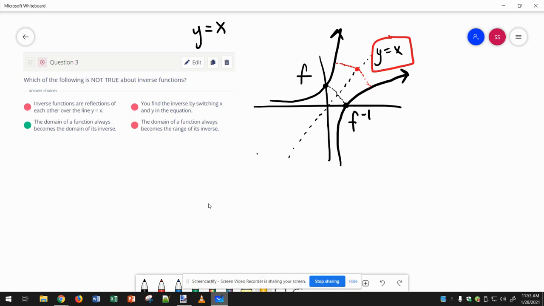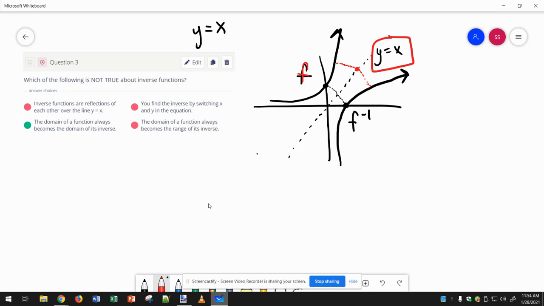Which of the following is not true about inverse functions? Well, let's figure out what is true, and then we can eliminate based on that. So the first option, inverse functions are reflections of each other over the line y equals x. That is true. Here's an example: if this function was f of x, this one right here, then the f inverse would be a reflection about this line y equals x.